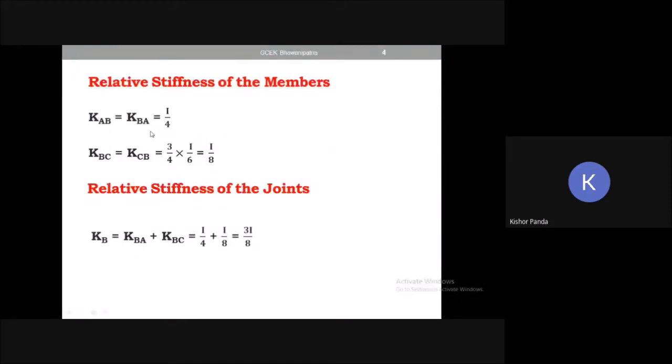So this is the relative stiffness of the member AB. KBA is equal to I by 4. And for member BC, KBC is equal to KCB is equal to 3 by 4 into I by 6. So this is equal to I by 8.